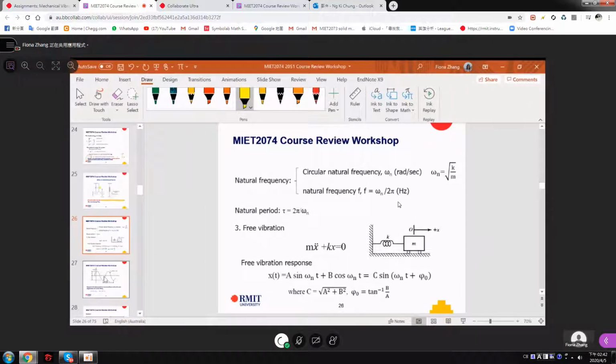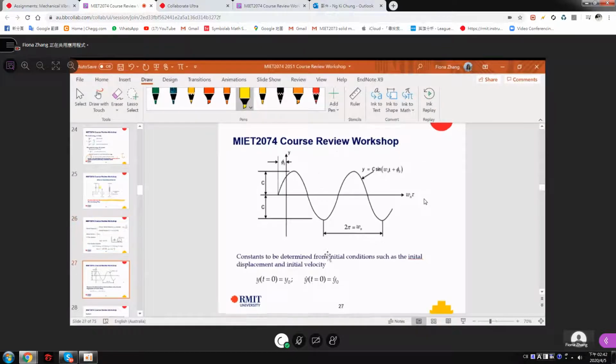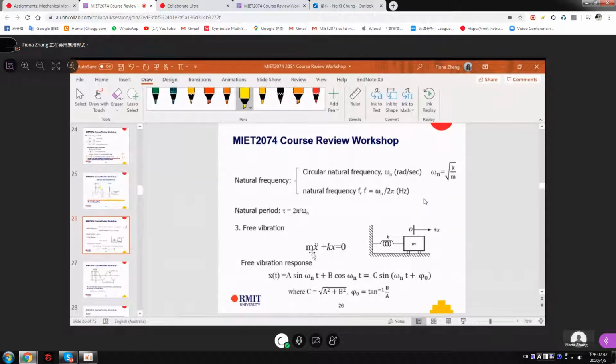So for free vibration, for this simple mass spring system, the governing equation we derive is m x double dot plus k x equals 0. So the natural frequency is like here, and the free vibration response. This comes to step 4: solution of the equation, interpretation of the results.